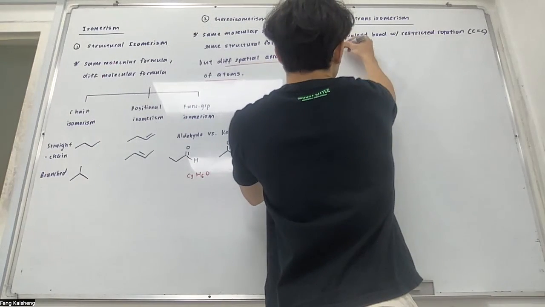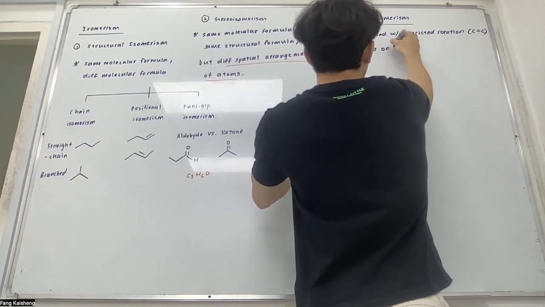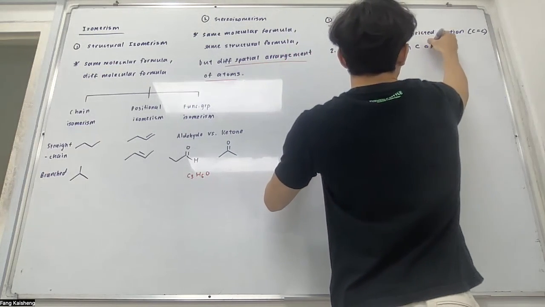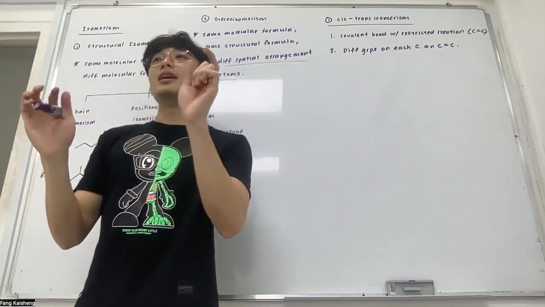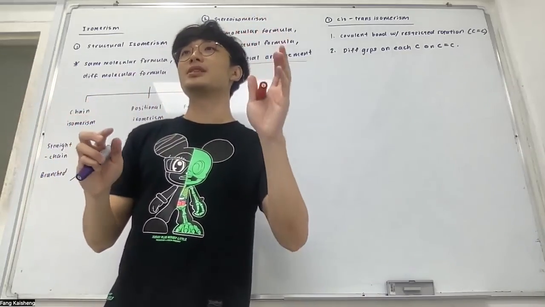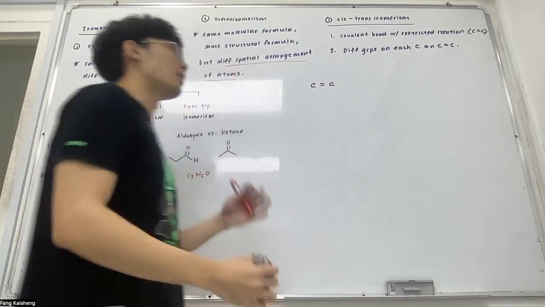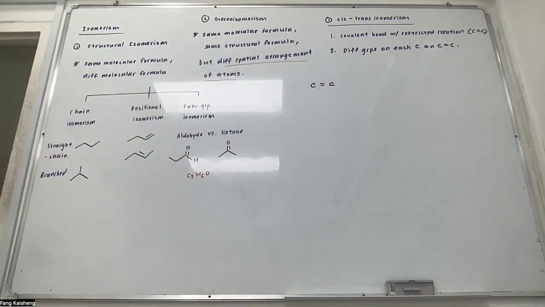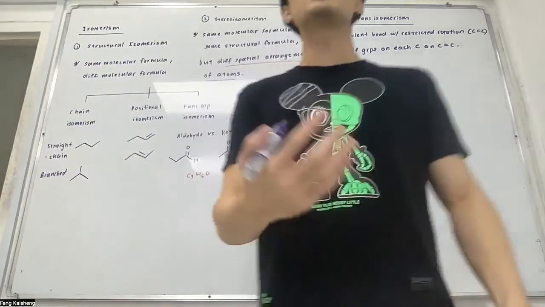The second criteria is that they have to be different groups bonded to each carbon on the double bond. The double bond is made up of two carbons, right? Each carbon must have different groups. So what does that mean? Let's look at a few examples. I'm sure you can tell already, cis-trans is mainly for double bonded structures. So we're going to focus on alkenes, which have double bonds.